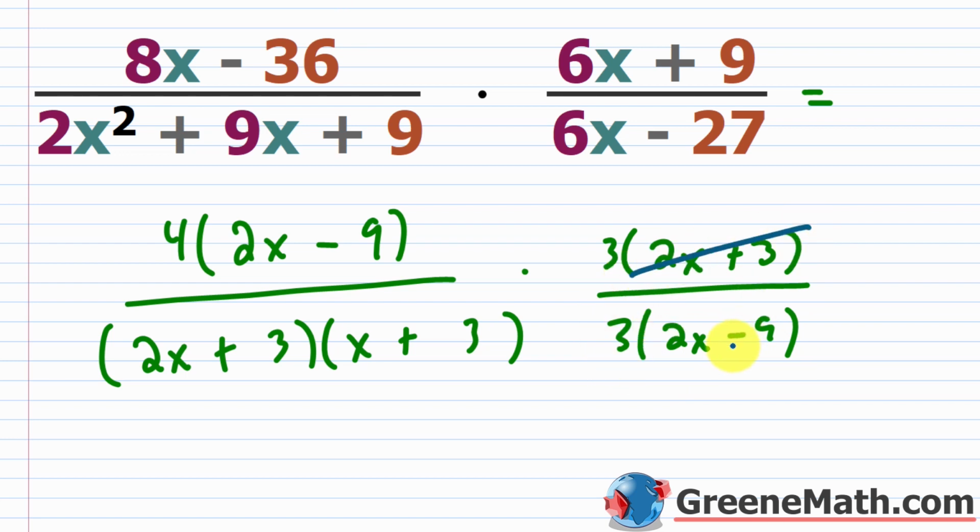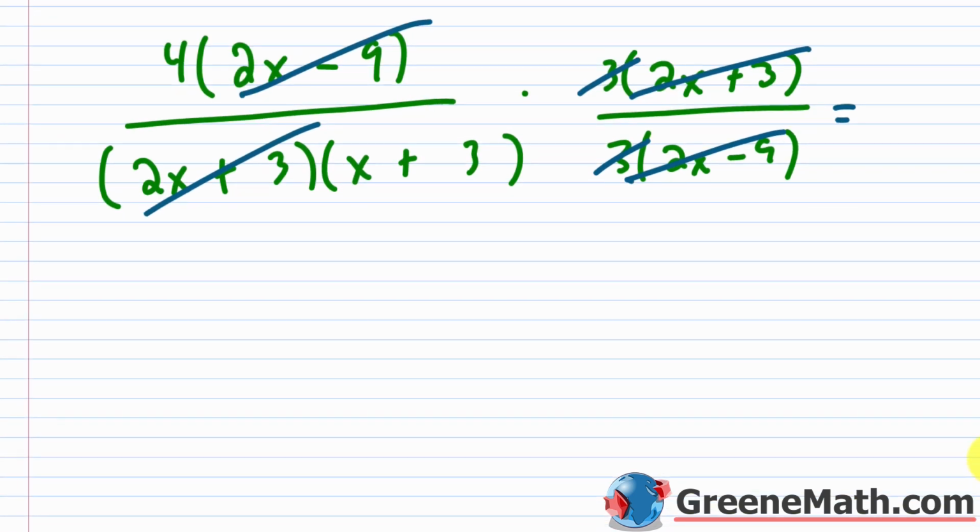The 2x plus 3 here would cancel with the 2x plus 3 here. And then the 2x minus 9 here would cancel with the 2x minus 9 here. The 3 here would cancel with the 3 here. And anything left? I think that's it. So let's come down here. We'll have our 4 over x plus 3.